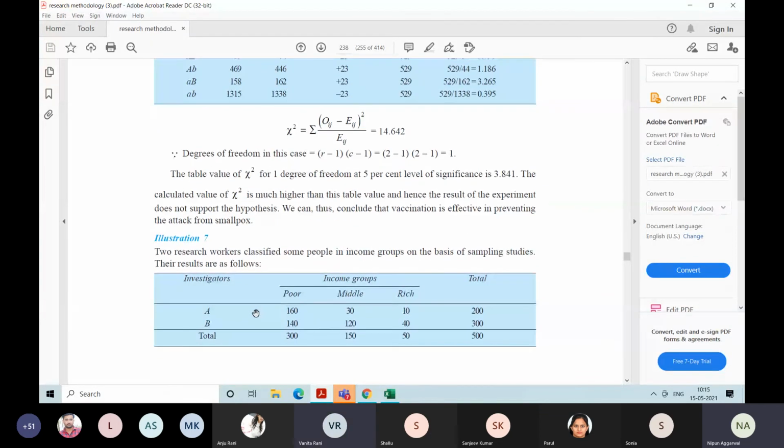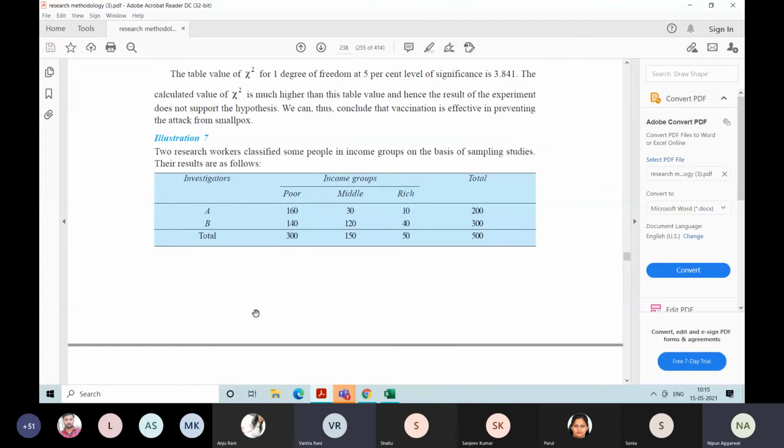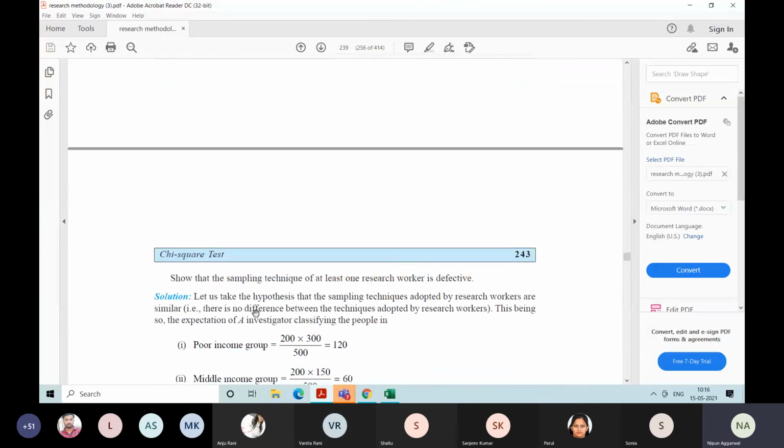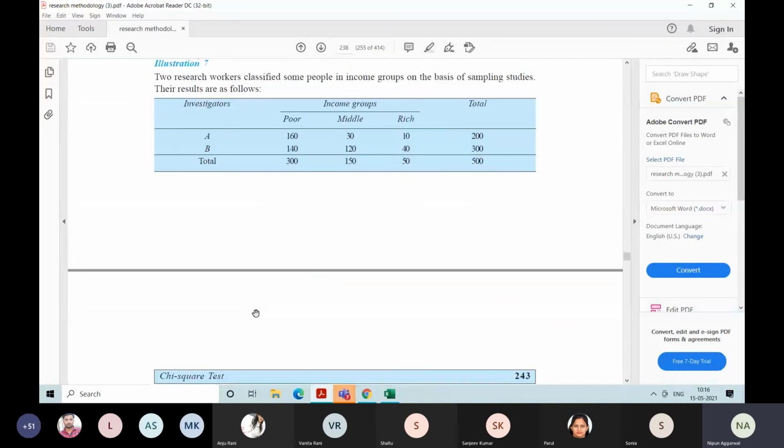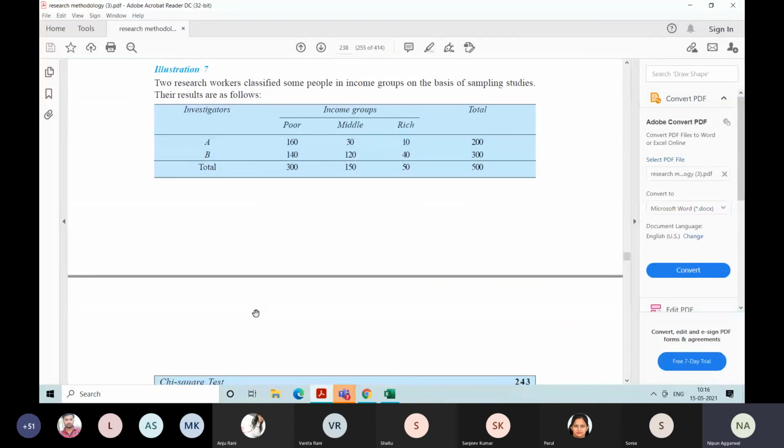No, sir. So this is again the practice questions. You can do the same way they are doing this. So there will be categories. In this particular question, there will be 6 categories now. There will be two invigilators, A and B, and the 3 income groups: poor, middle, and rich. So we have a total of 6 categories: A poor, A middle, A rich, B poor, B middle, B rich.